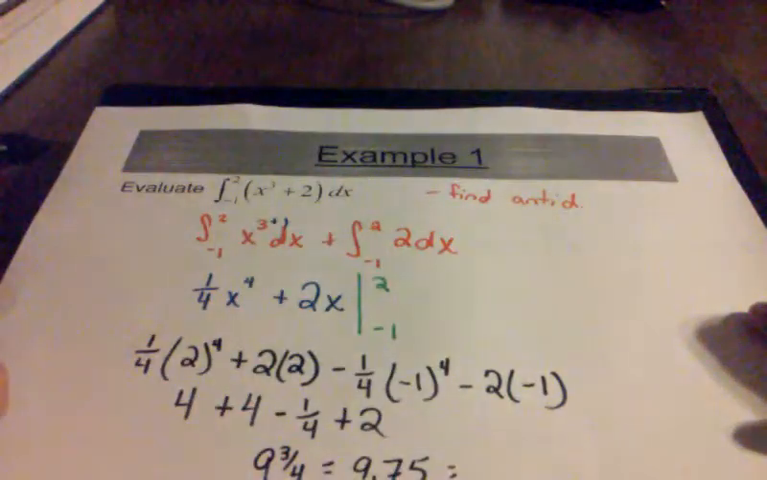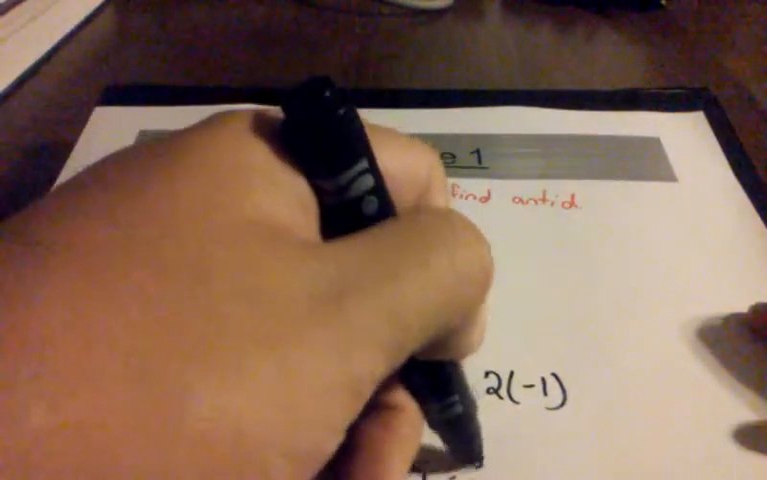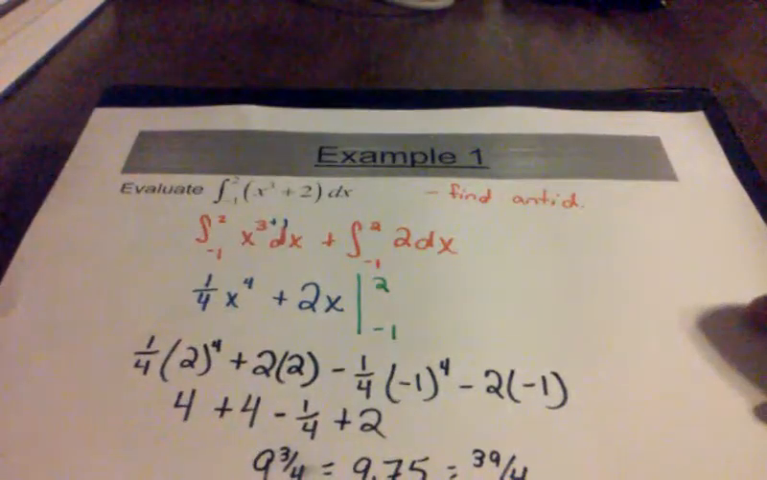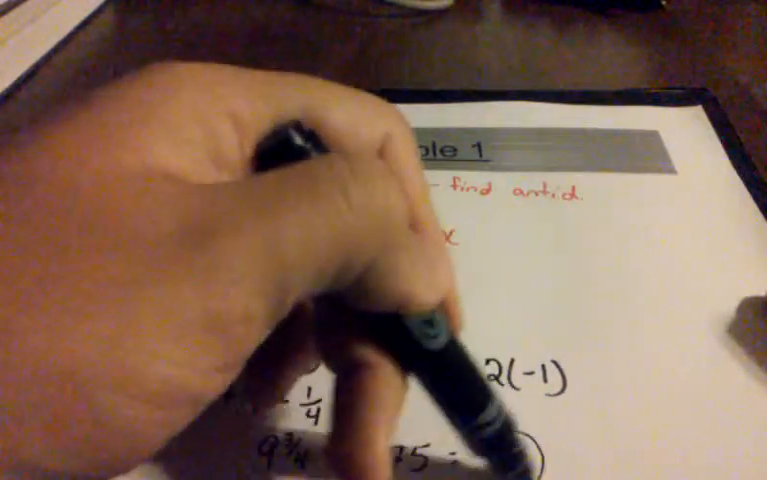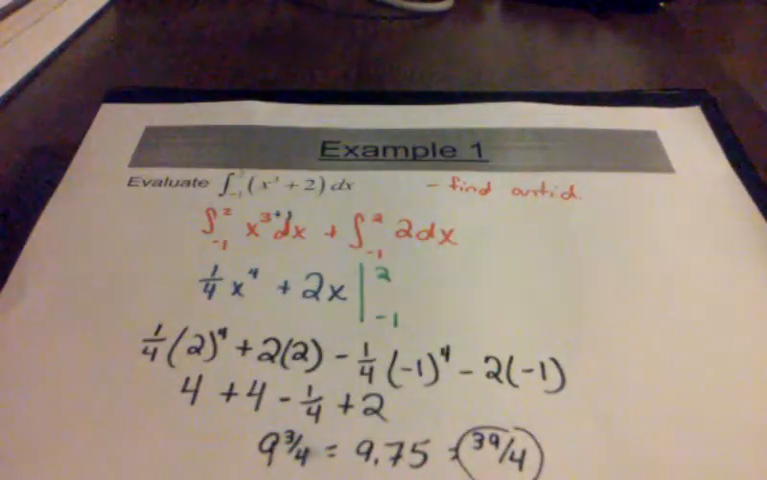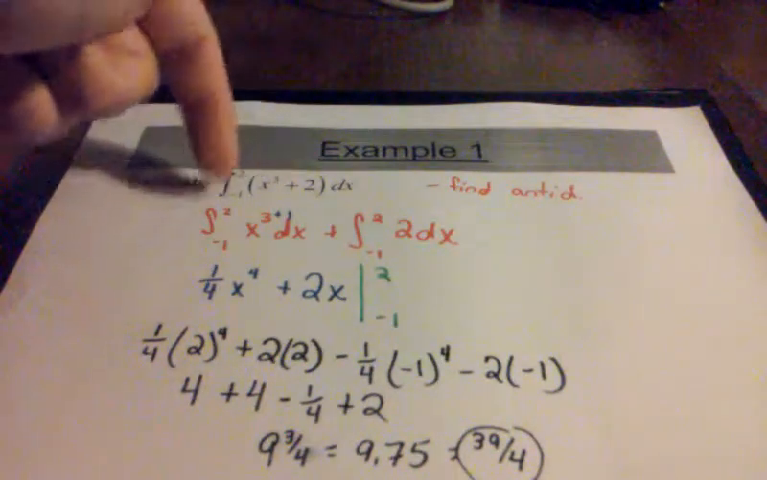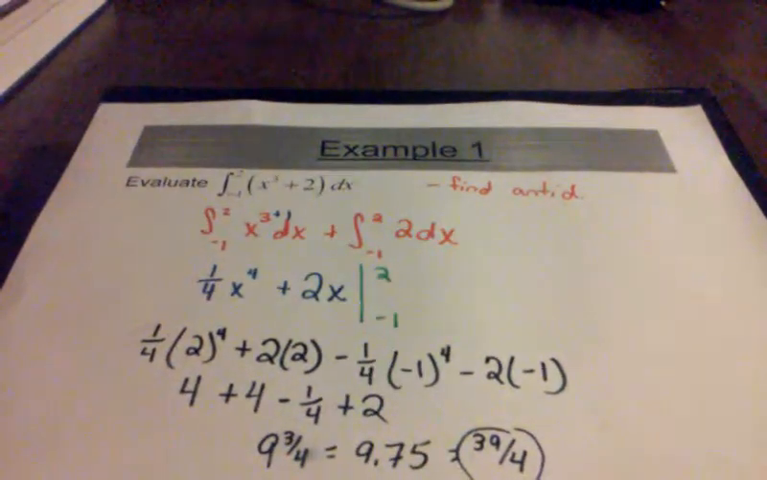Now written as an improper fraction, 39/4. But any of those would be equivalent answers, and so that would be the definite integral answer. And then geometrically what this means is that for this function, x cubed plus 2, from negative 1 to 2, the area under that curve is 39/4.